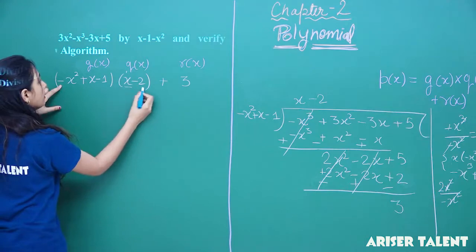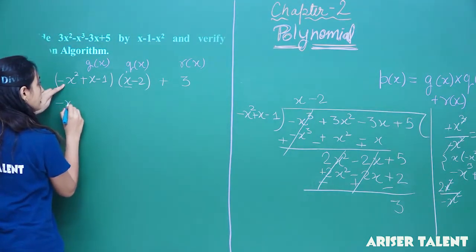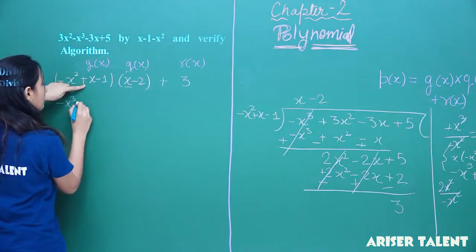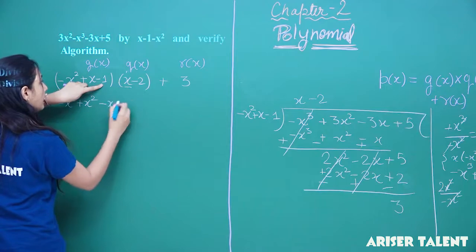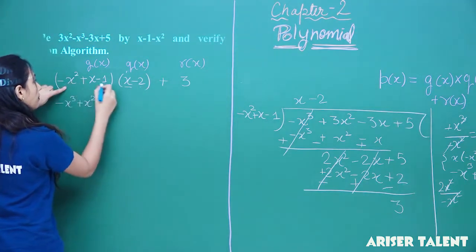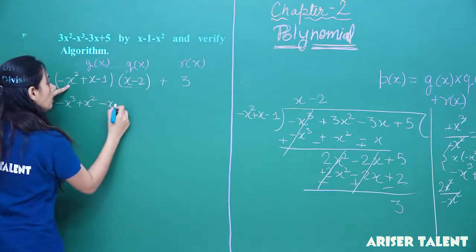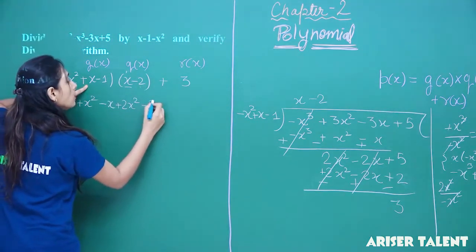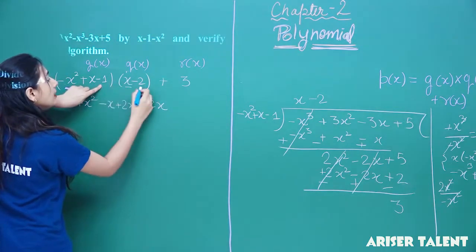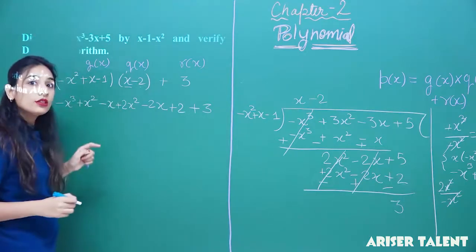This by this term, by this term. So that will give you minus x cube, then plus x square, and then minus of x. Now minus 2 by this, that will give you minus minus plus. So plus of 2x square, then minus 2x, and then plus of 2 plus 3.